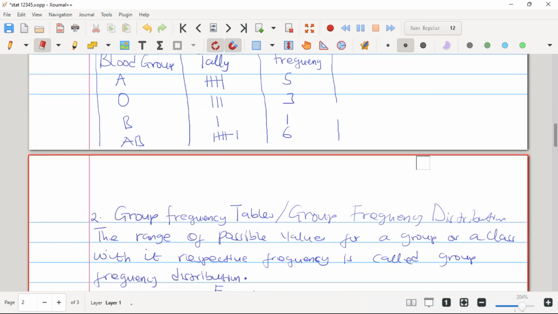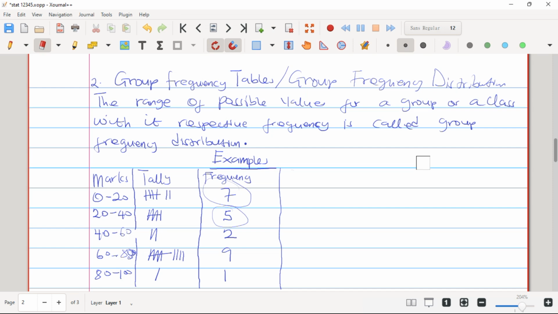So let's continue. We have another one called a group frequency distribution, or group frequency table. A group frequency distribution has a range of possible values for a given class with its respective frequency. Usually for a group frequency distribution, the class will always be in the form of a given interval. Like this, we have from 0 to 20, from 20 to 40, from 40 to 60, from 60 to 80, from 80 to 100, right?